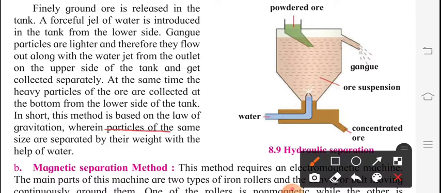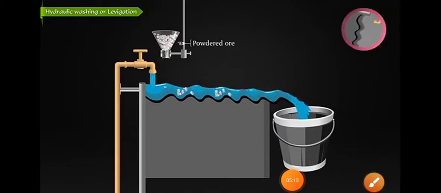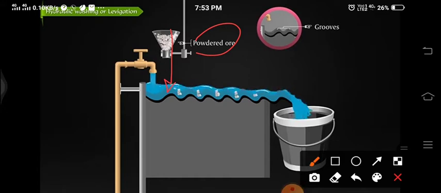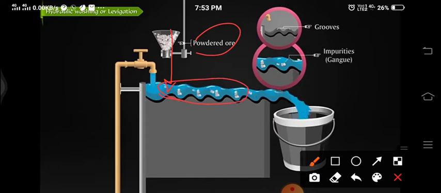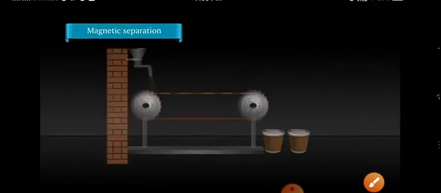So particles of the same size are separated by their weight with the help of water. So this is the hydraulic separation method. We have one video for the same. I'll show you. Here you can observe the water tap. This powdered ore is coming down. Whatever heavier particles are attached this way, you can see it as impurities, and with this water it is coming out.